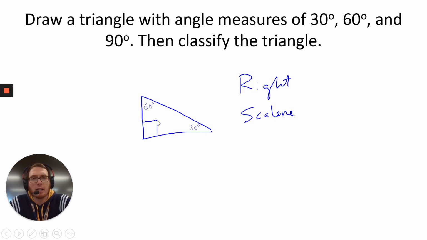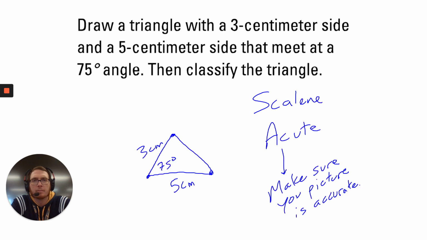Okay, so we've got a 30-degree angle here and a 60-degree angle here. Notice that I labeled those things to make sure that we knew what we were looking at. If you had to draw this yourself, I would suggest drawing the 90-degree angle first, and then from this point, draw 30 degrees, and just keep drawing this line until you meet up with the other line. Then this would be a right triangle and a scalene triangle because none of the angles are the same.